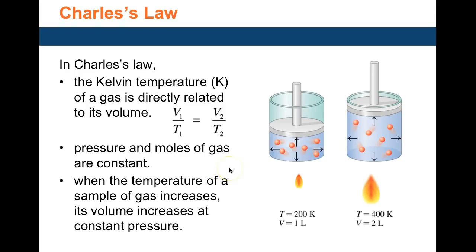So in Charles' law, because of the direct relationship, when one increases, the other one increases as well, as you can see here. The volume was initially 1 liter, the temperature was 200 K. As you heated up the gas, the particles became more energetic, and they pushed against that piston and expanded. The temperature has doubled and the volume has doubled as well, showing a direct relationship. So that takes the form V1/T1 is equal to V2/T2. Pressure and moles are constant.